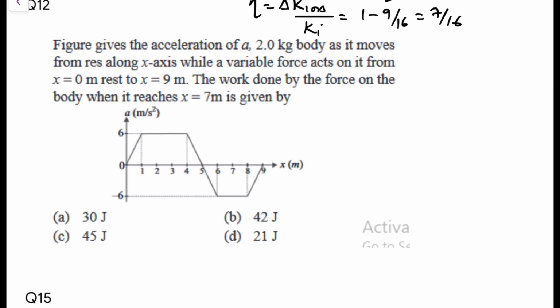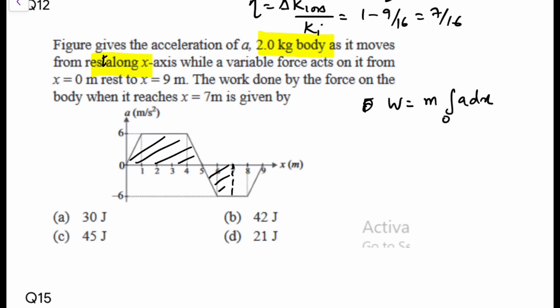Figure gives the acceleration a of a 2 kg body as it goes from rest along x-axis, while a variable force acts on it from 0 to 9. Work done by the force when it reaches till 7: so till 7 work done would be this area. You can say this area will give you a dx, but what we know is that the work done is equal to f dx, that is mass times area.